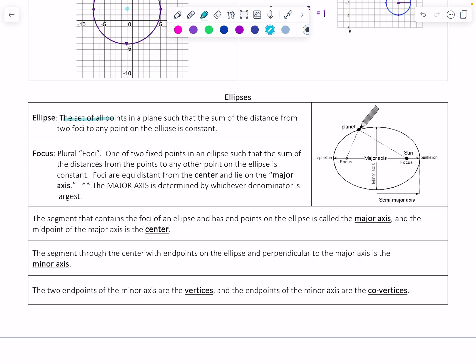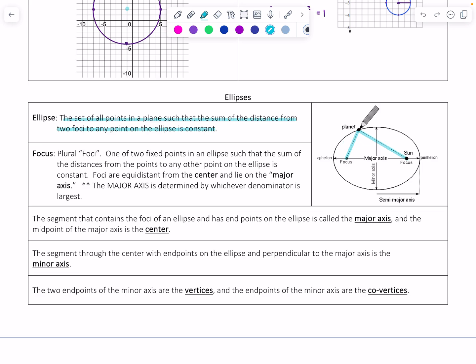The ellipse is the set of all points in a plane such that the sum of the distances from the two foci to any point on the ellipse is constant. So from our foci, foci being the plural of focus, to any point on our graph, if you add those up together, they're going to add up to our major axis amount. We're going to get back to that in just a second, so I'm going to erase those for right now.